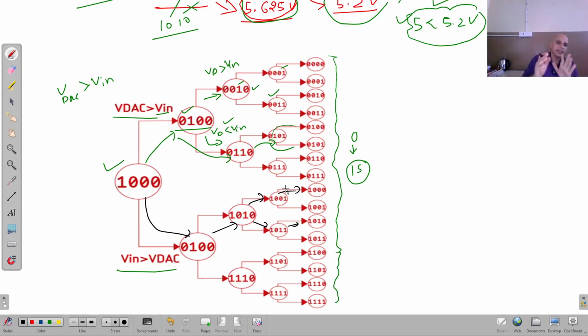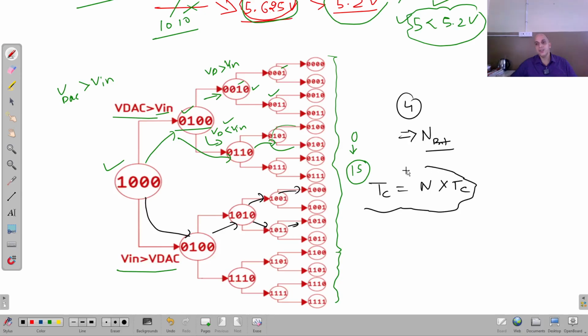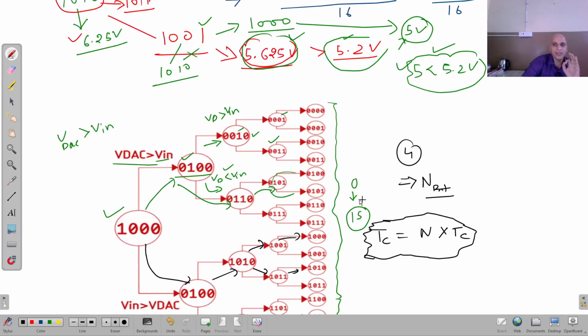So in all the cases, the maximum steps, the maximum clock cycles that are required for the conversion, is equal to 4, and 4 is equal to the number of bits in the digital output. It means the conversion time T_C is equal to the number of bits multiplied by the clock time. So this is the time required for this conversion. You can see all the possibilities are given, and this is the big advantage.